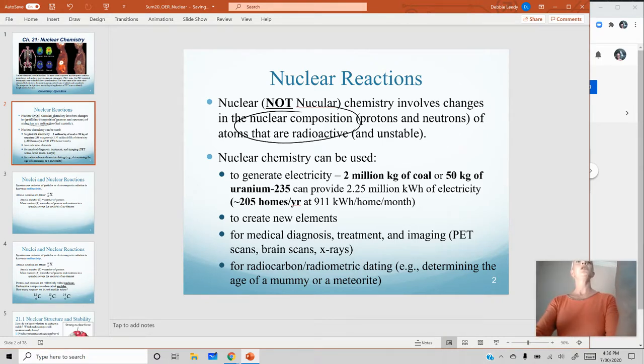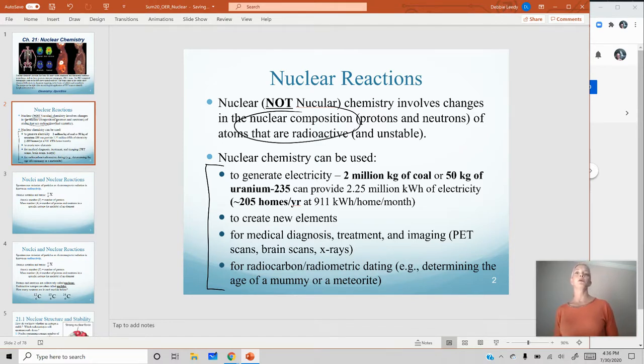Some of the uses of nuclear chemistry are listed here on our PowerPoint slide. One of the main uses is electricity. You've heard about nuclear power plants. And the benefit of using nuclear reactions for this is that it takes considerably less material to generate electricity.